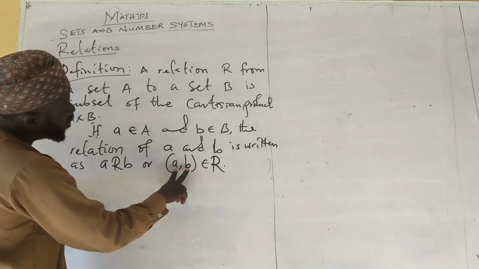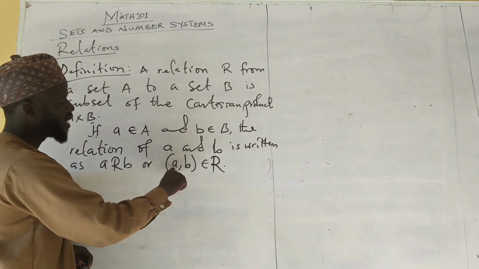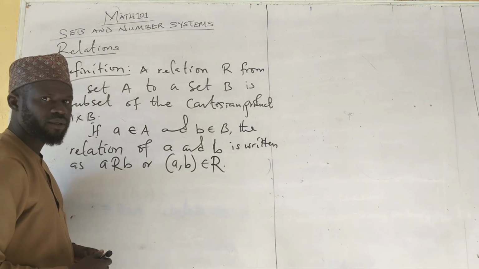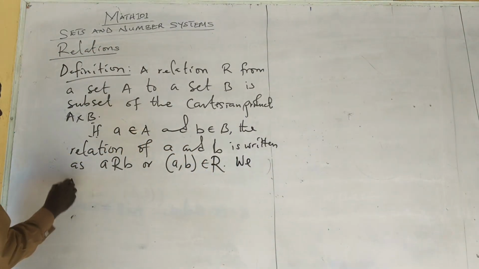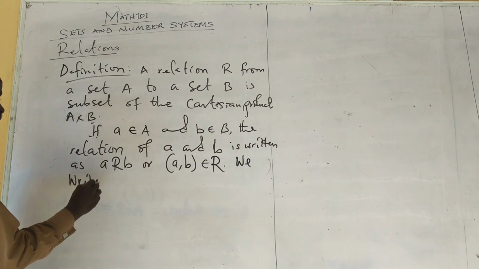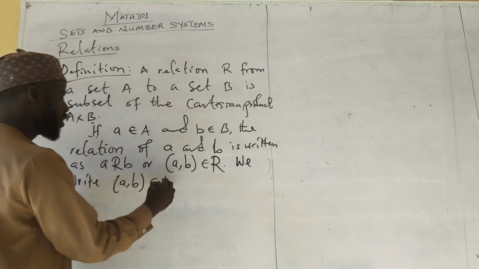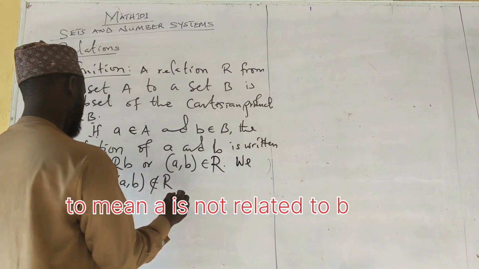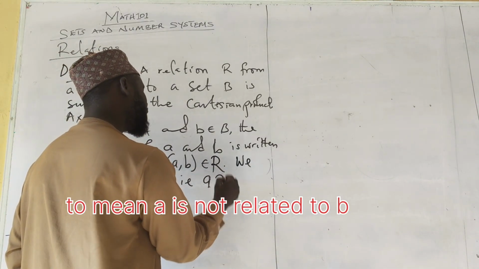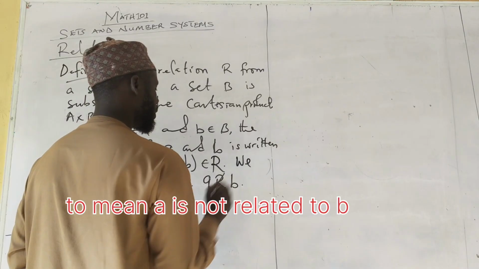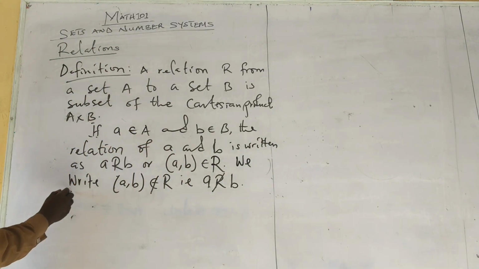If a and b are related under the defined relation, then we write (a, b) belongs to R. Otherwise, we write (a, b) not in R, that is, a is not related to b. When a is not related to b, we can take an example.